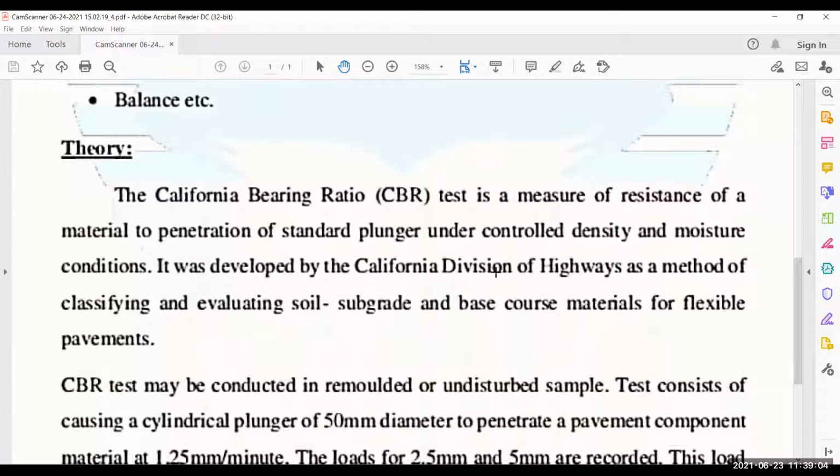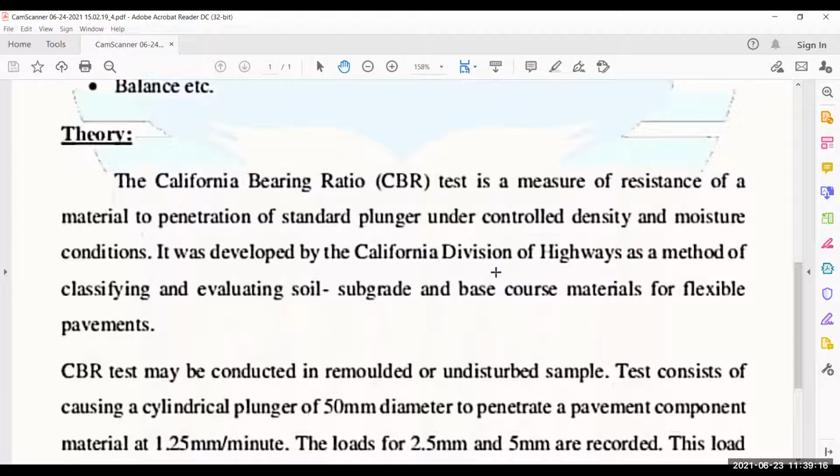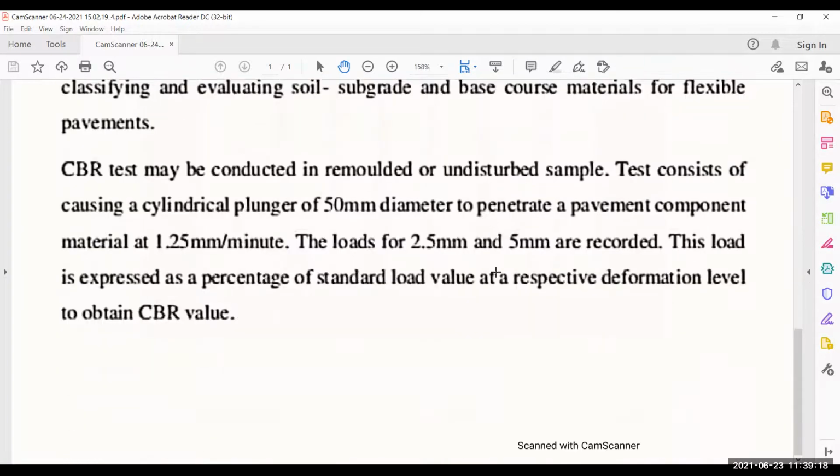The CBR test may be conducted on a remolded or undisturbed sample. I already told all these things. The test consists of causing a cylindrical plunger of 50 mm diameter to penetrate a pavement component material at 1.25 mm per minute. The loads for 2.5 mm and 5 mm are recorded. This load is expressed as a percentage of the standard load value at the respective deformation level to obtain the CBR value.